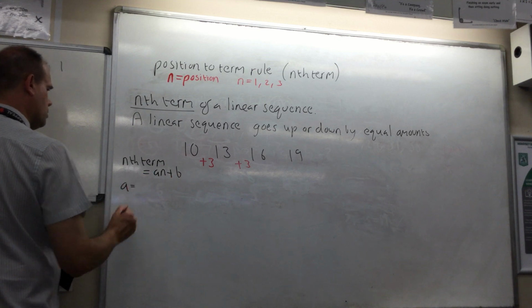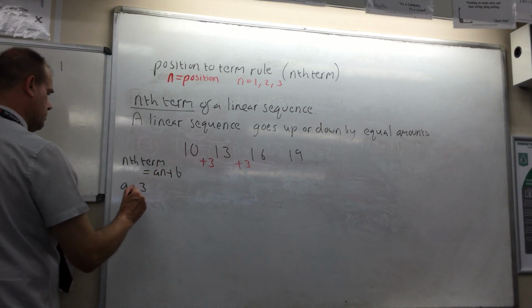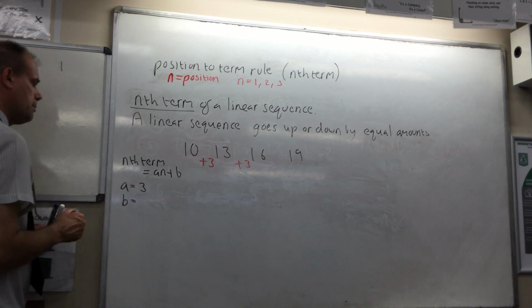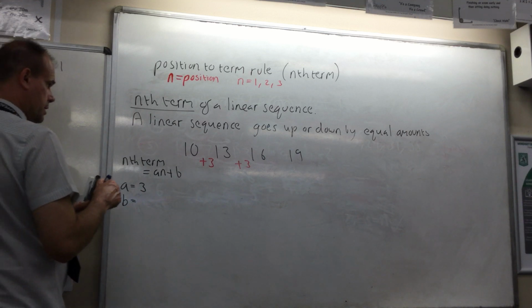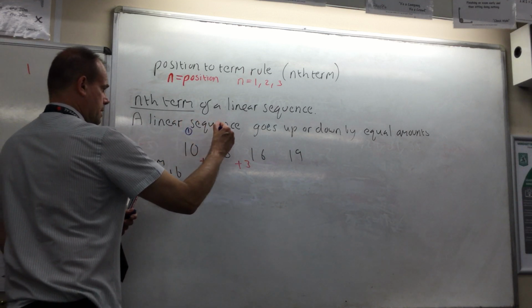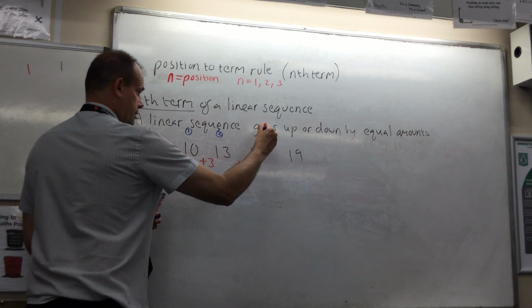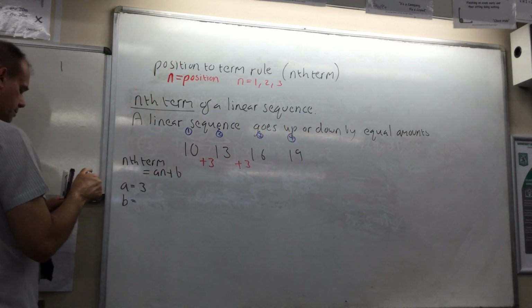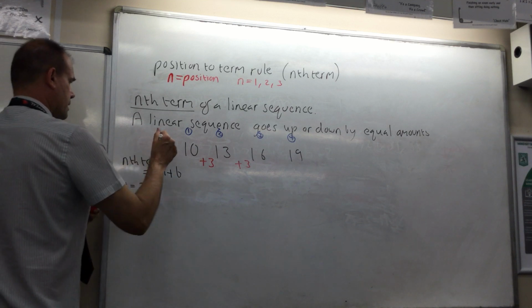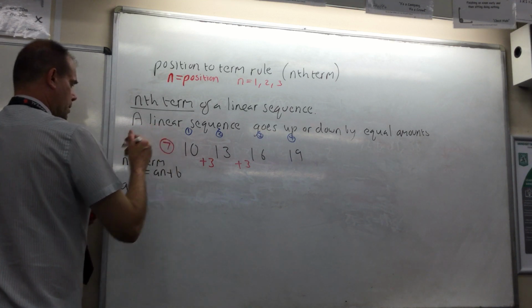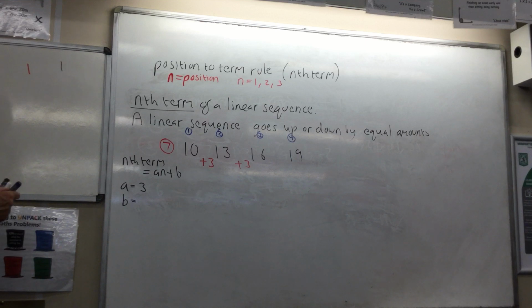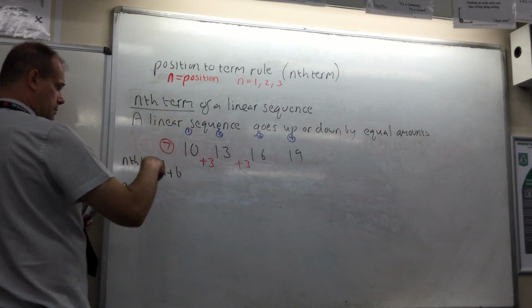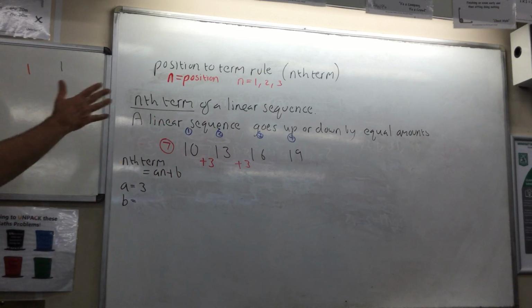A is the value it goes up by, and it's going up in 3s, so A would be 3. B is the value before the first term. This is your first term, second term, third term, and fourth term. The value before it, when you go back 3, is 7. It's not part of the sequence, but it adjusts the 3 times table to put it in line with that sequence.